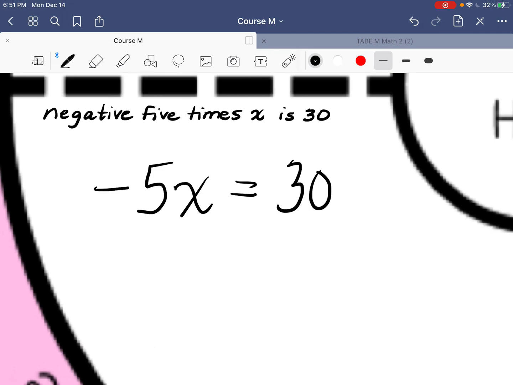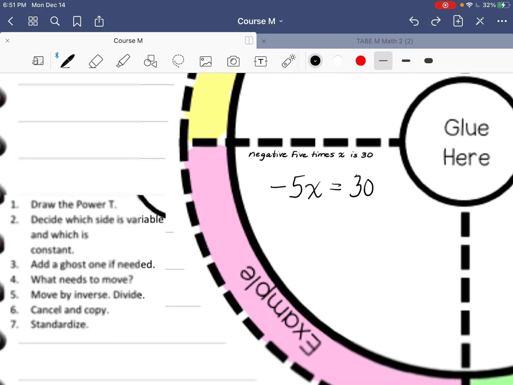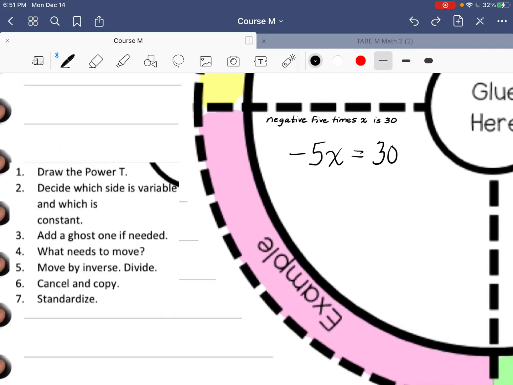So this is a multiplication equation. In algebra we don't use a times sign because that looks like the letter X. So in algebra you write multiplication like this. Remember that negative 5 is called the coefficient, the x is the variable, the 30 is the constant. So let's take a look at what our steps tell us to do.